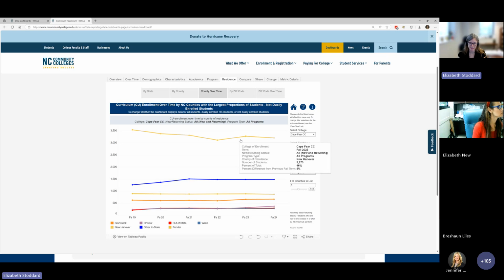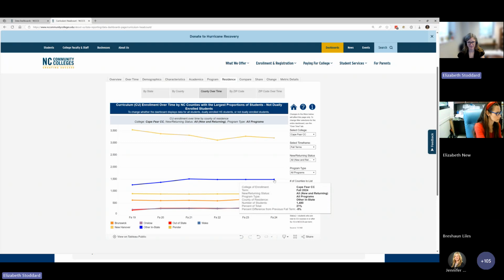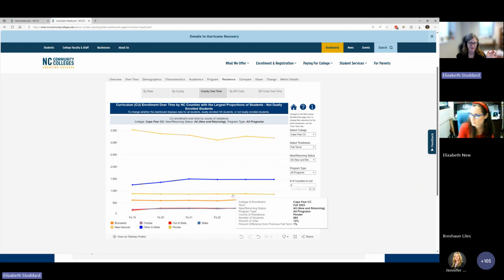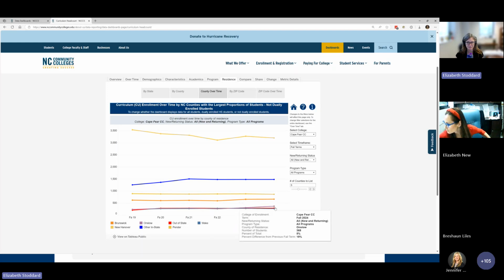But we did see an increase between fall 22 and fall 23, and a little bit of a decrease between fall 23 and fall 24. These other lines at the bottom represent different counties. This is just telling us that there were fewer students enrolled from all of these counties. The blue line represents all other in-state counties that don't have enough enrollment to get their own line on this graph.